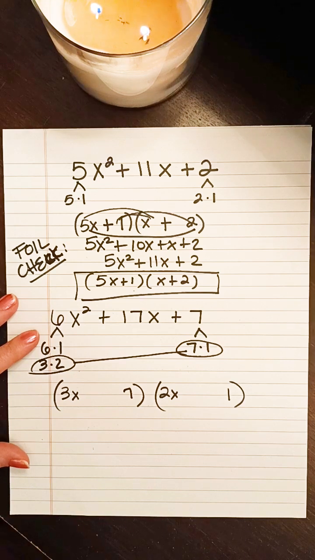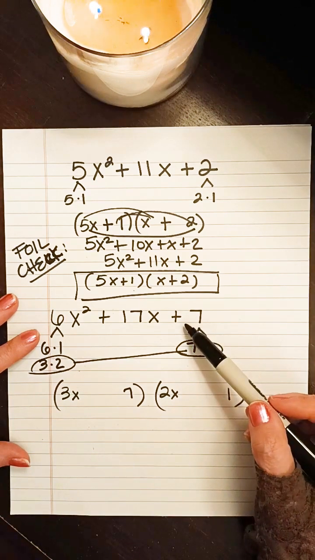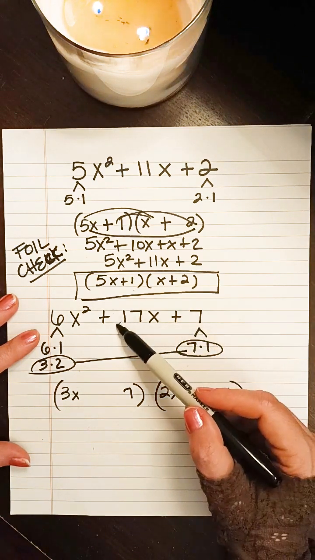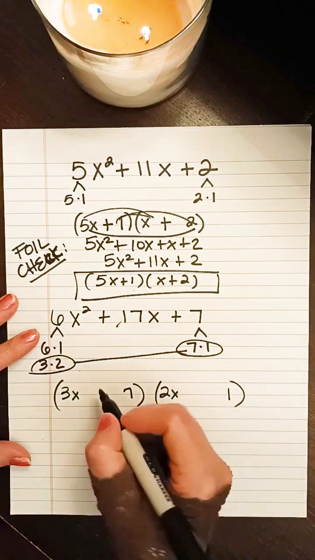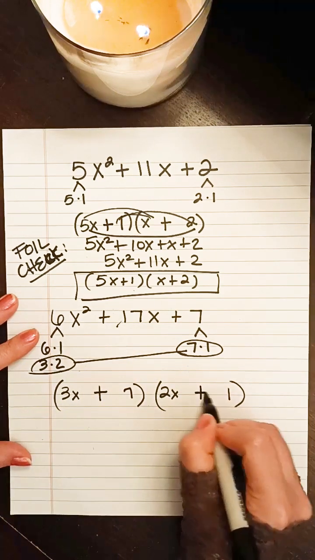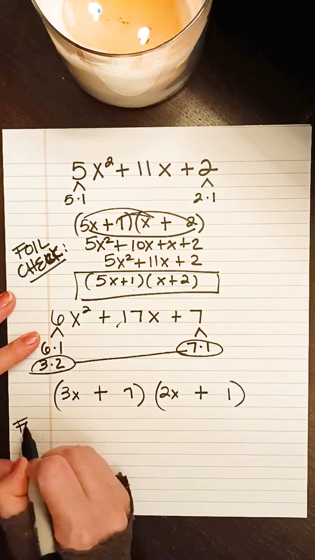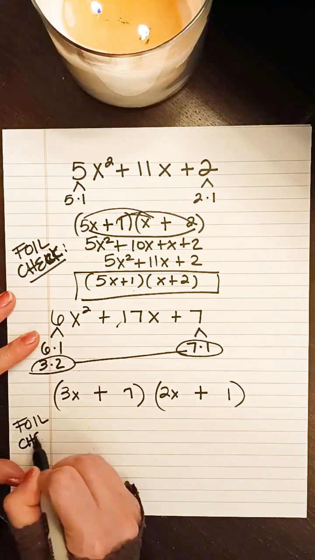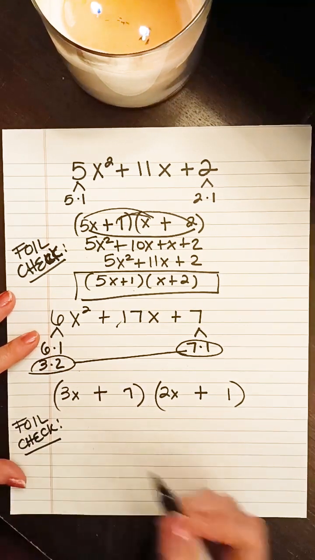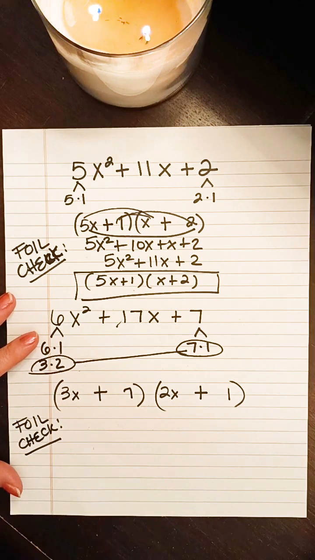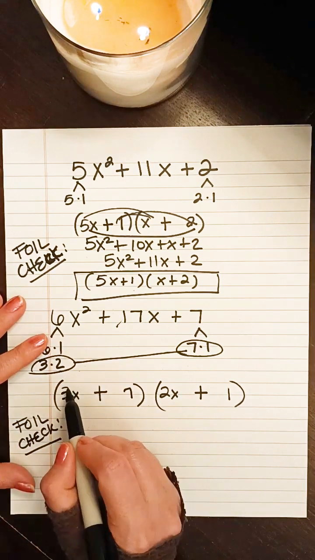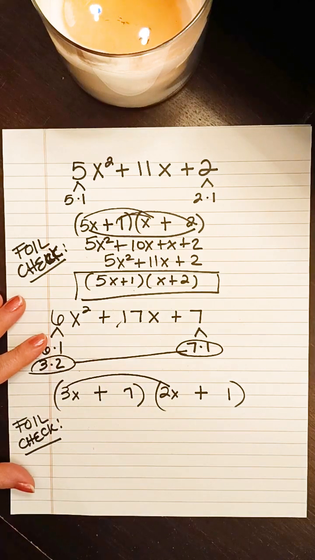Okay, so now we have to worry about signs. I need to multiply two numbers to get a positive 7, but at the same time add to get positive 17. So they're both going to be plus. And that's it. And if we FOIL to check, and you don't need to do this every time. I kind of just do the FOILing in my head as I go along in the problem, so I don't have to do it at the end. But if you can do it until you're comfortable.